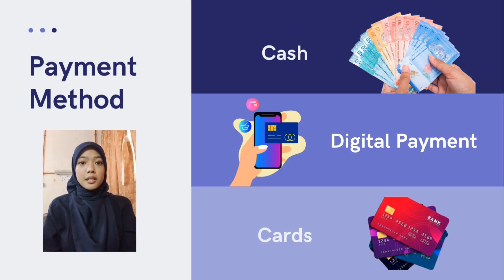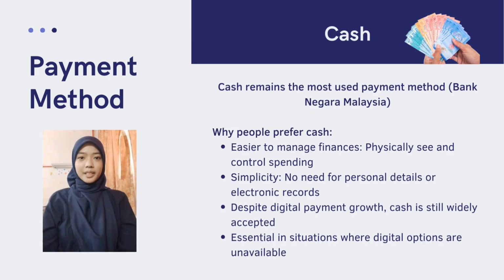There are 3 payment methods that are commonly used for financial activities among the community in UiTM, which are cash, digital payment, and cards. For cash, it remains the most widely used payment method, as reported by Bank Negara Malaysia. But why do people still prefer cash in an increasingly digital world? This is because it eases financial management, whereby with cash, users can physically see and control their spending, reducing the risk of overspending. Not only that, it offers simplicity, whereby there is no need for electronic records or sharing personal details, making it more convenient for those who prefer privacy.